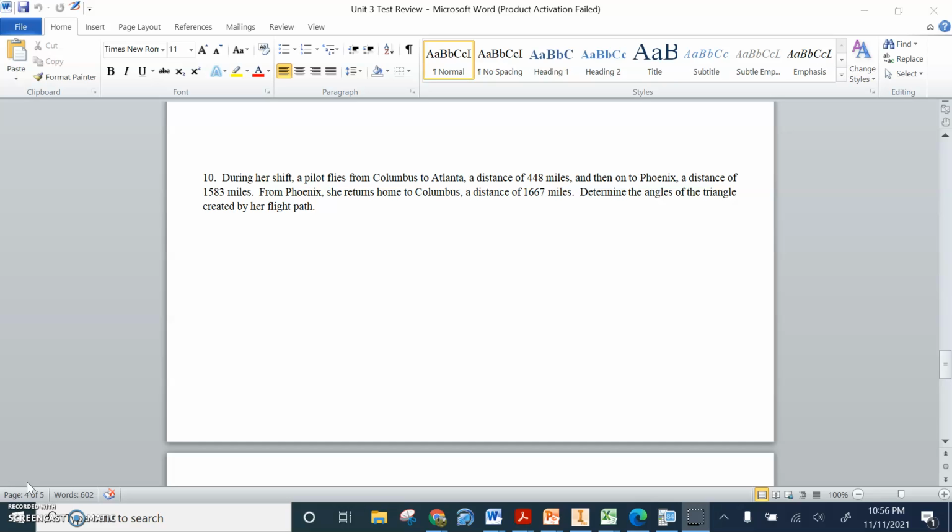So question 10, similar to 9, except this one here, based on the information given, we are going to be forced to use law of cosines as opposed to law of sines. If you look at the story problem and imagine the picture, she's going from Columbus to Atlanta, Atlanta to Phoenix, and then from Phoenix back to Columbus. During that flight, she's created a triangle, and the only information about the triangle given would be the distances from each point A to B to C and back to A. And the question is asking to determine the angles created during that flight path.